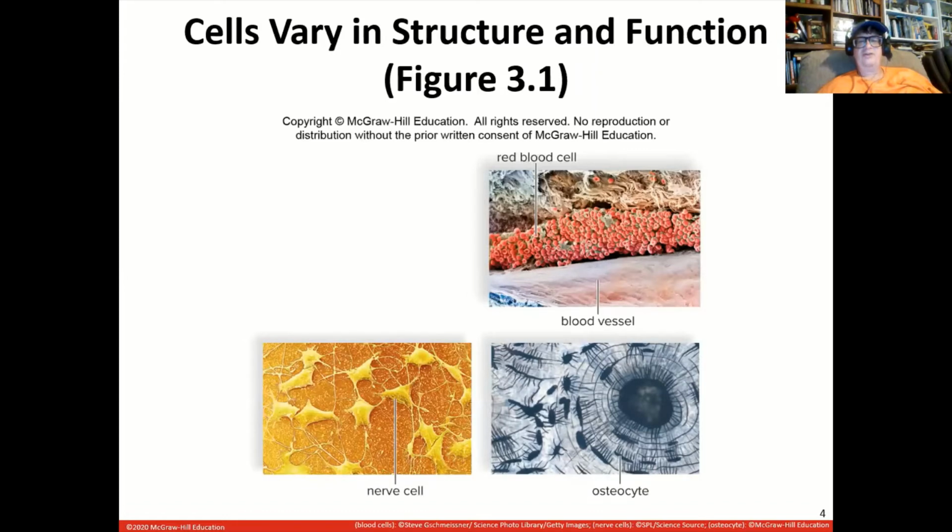So here we see a blood vessel packed full of red blood cells. Here we see nerve cells. There we see osteocytes. Those are bone cells living in lacunae, little lakes. They're connected by canaliculi, little canals.